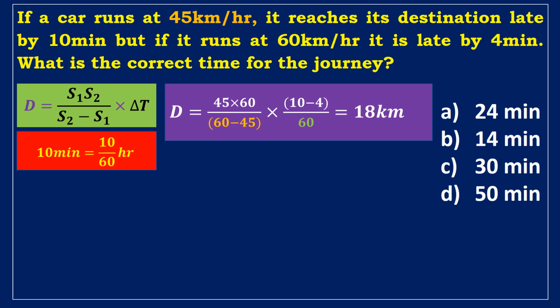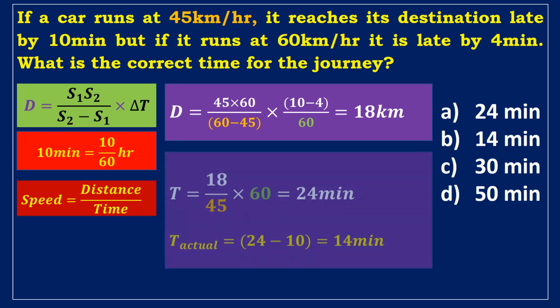When the total difference in time for two journeys and two different speeds for traveling certain distances is given, the distance of the journey is equal to S1 S2 divided by S2 minus S1 into del T. Substitute these values in the equation, we get a distance of 18 kilometers.